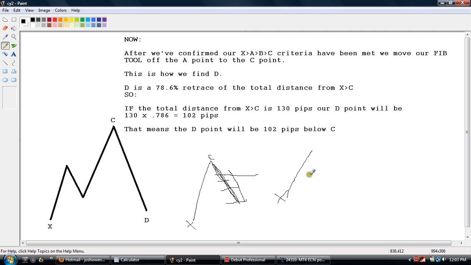So I hope that clears up how you're going to find the D based on the distance of X to C. So the third video, the last video, we're going to talk about how, once you've been entered and filled here at D, how are you going to find your profit targets based on the C to D leg.